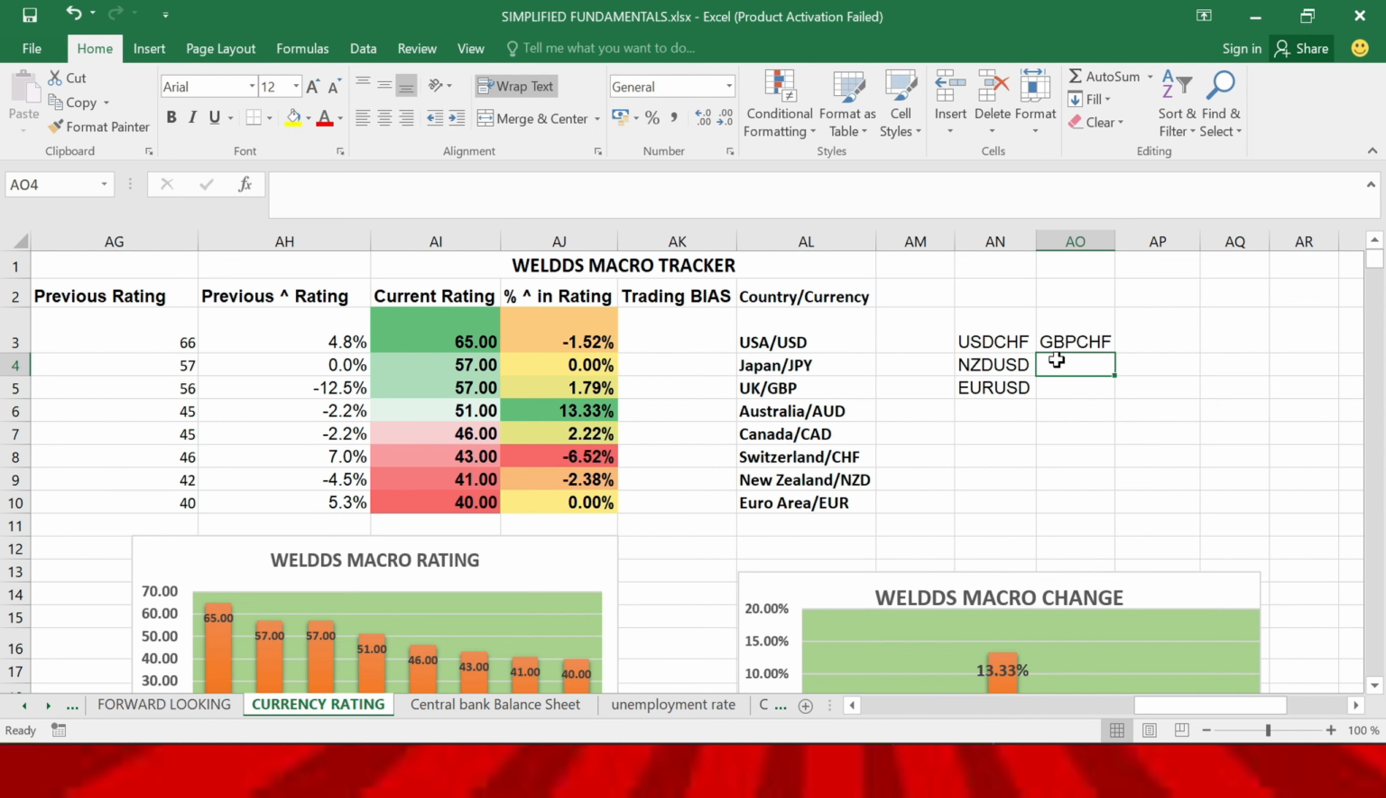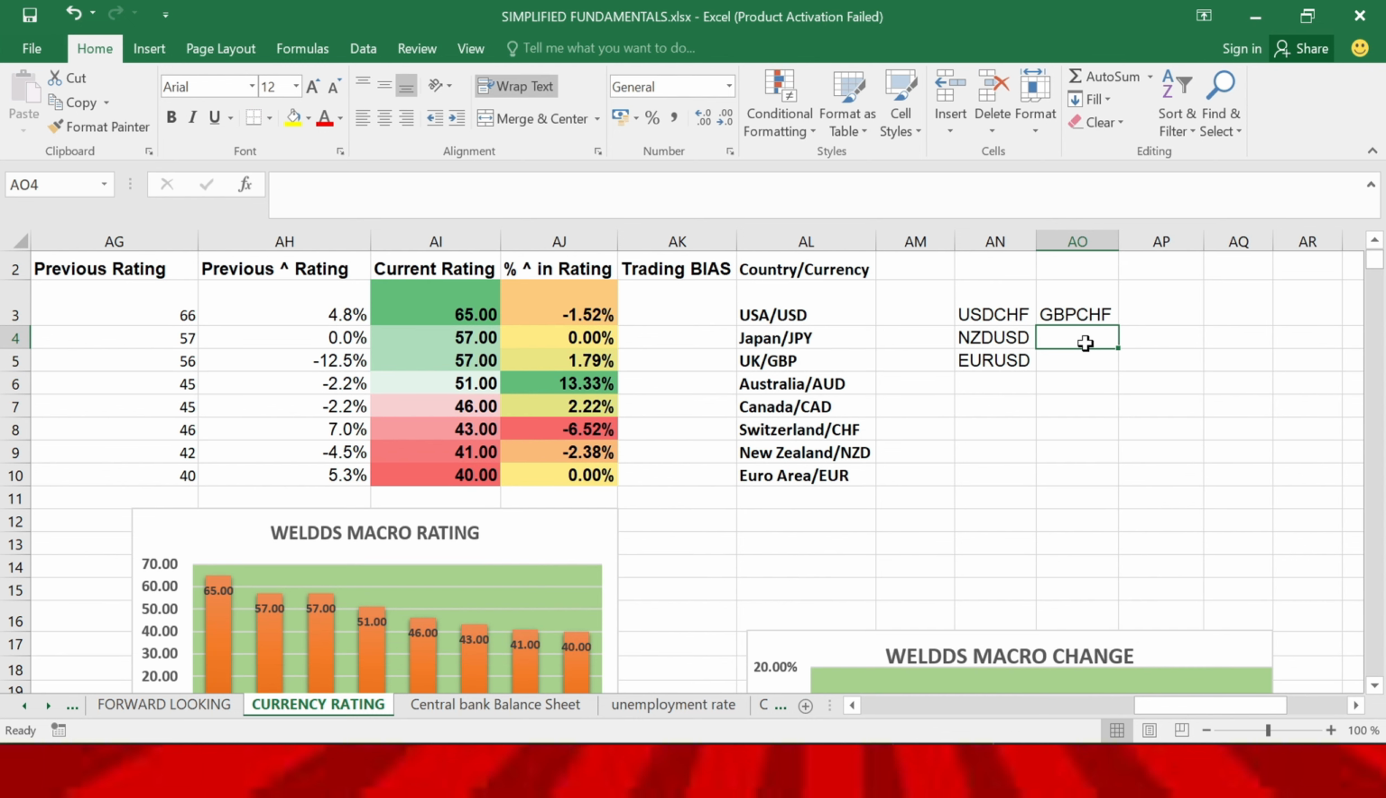Then the second one, we have GBP, New Zealand dollar. GBP is there as a strong one, and then New Zealand dollar is weak. So we are taking GBP against New Zealand dollar. Okay, Euro GBP.